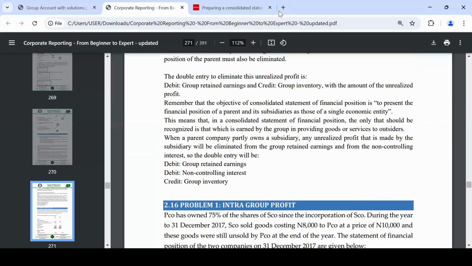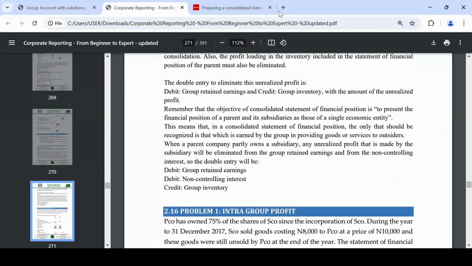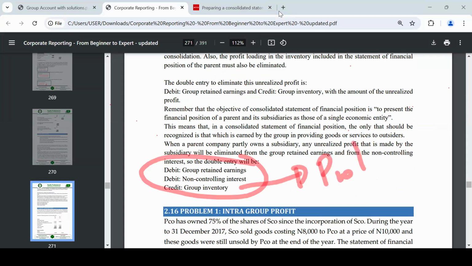You can see the group entry, the double entry that was referenced here. I believe you can see it. Debit group retained earnings, debit NCI, credit group inventory. They call it group inventory because it is on consolidation. This inventory should be the addition of PICO inventory and addition of ESCO inventory.